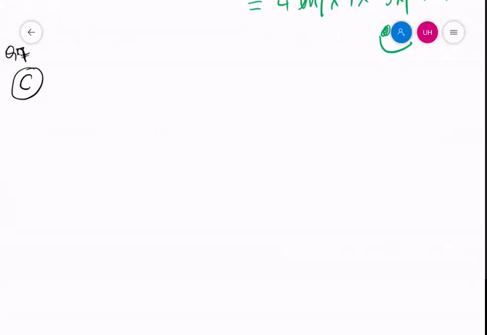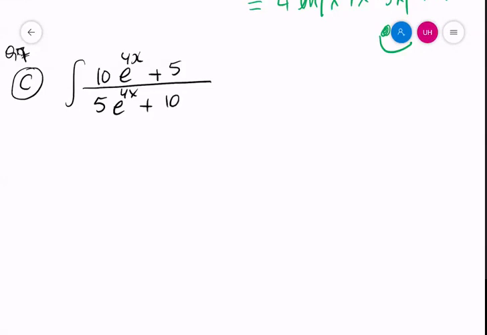It's the integral of 10e to the power 4x plus 5 over 5e to the power 4x plus 10x dx. Okay, can we take anything common here? Well, let's have a look. As I said, it is a fraction, so look at the denominator first, find the derivative for it, and then see if we have the derivative for it at the top. So I'll work it out here.